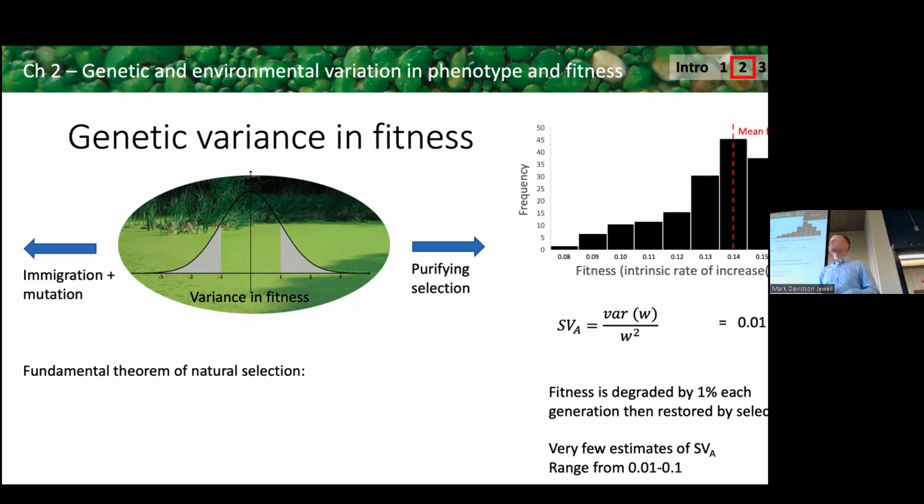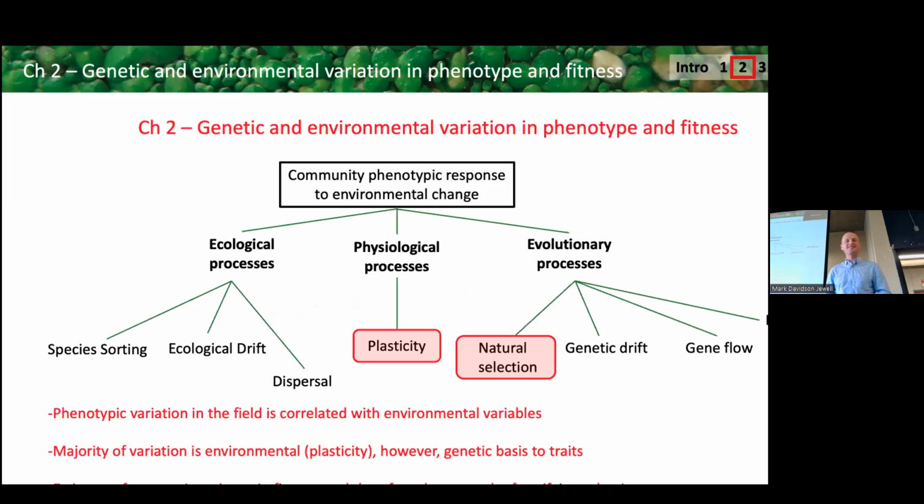How we interpret this is that fitness is degraded by about 1% each generation and then restored by purifying selection. There are very, very few estimates of SVA in the literature, but they range from about 1 to 10%. So we're in about the right ballpark. Just a little bit of population genetics.